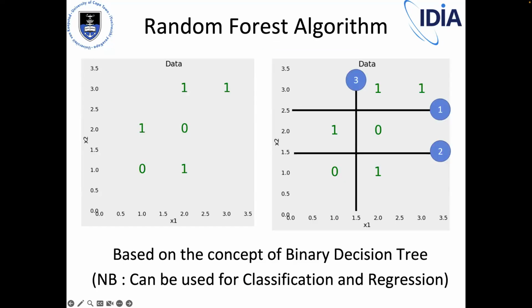A second very simple algorithm is the so-called random forest, which is based on the basic concept of binary decision trees. So if you have a bunch of data that are classified as 0 and 1 that are distributed in a 2-dimensional space, again, this is called simply x1 and x2 for convenience.